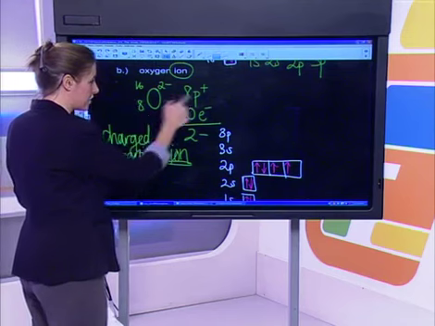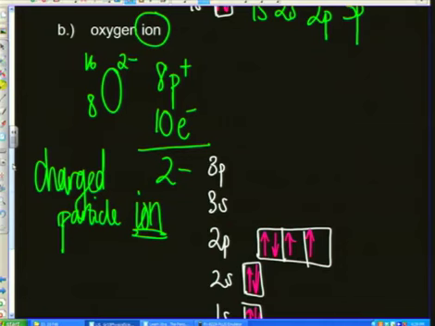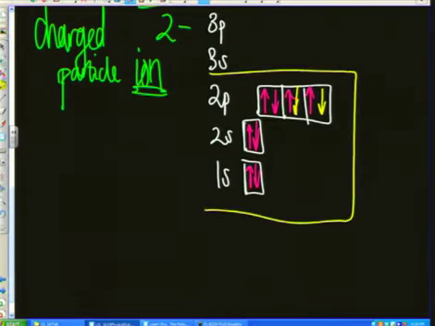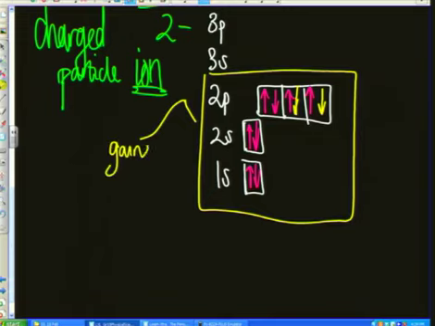originally the oxygen atom had 8 protons and therefore 8 electrons. But now that it's charged, it's an ion, it's gained an extra 2 electrons. Those electrons, where would they fit in? 1 there and 1 there. And now it's got a final, more stable, filled outer energy level, because it has gained 2 electrons. And so it's now an ion.